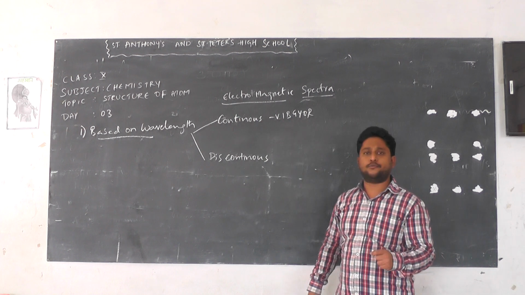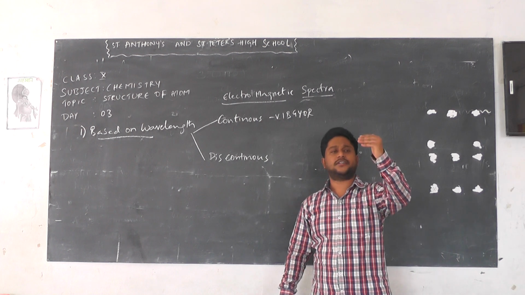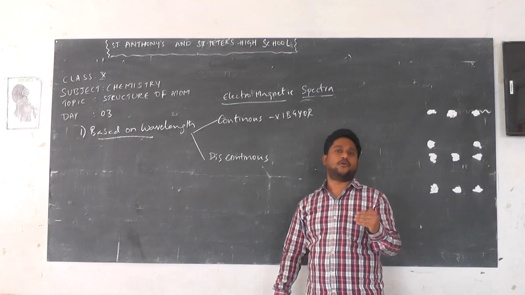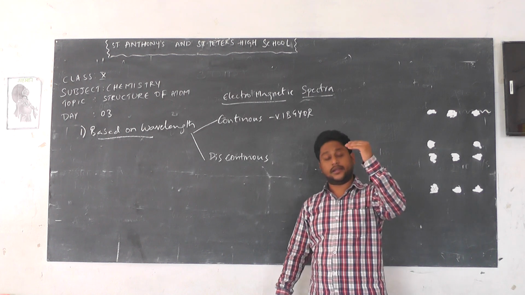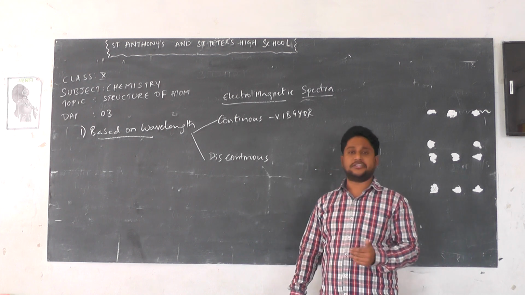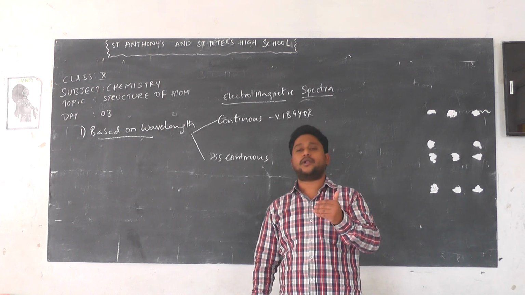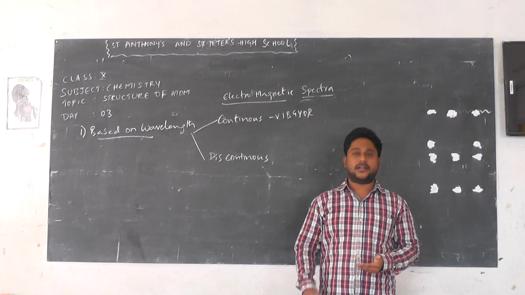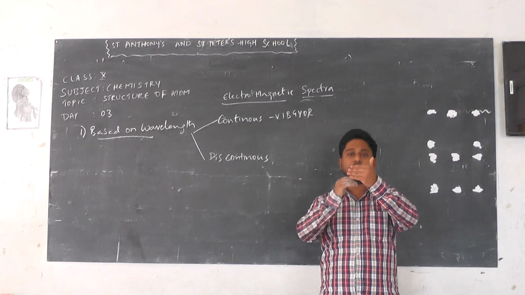When you observe a rainbow, do you see any difference or any gap between the colors? No, we do not see any gaps between those colors. Take the example of the tricolor flag or national flag. Do you see any gap between the colors? No, we do not see. One color is merged with another color.